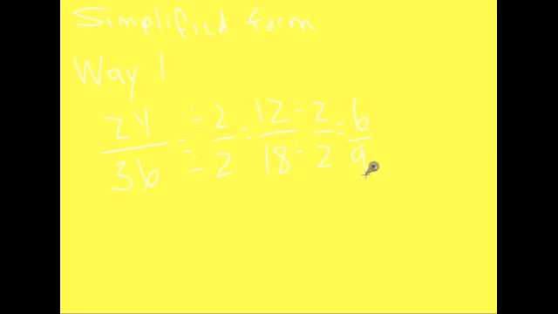So that's equivalent to 24 over 36. Now 6 over 9, I know they're both not even. However, I know I can divide them both by 3. And this is where this method becomes tricky, because sometimes you don't see what you can divide them both by. So I get 2 over 3. Now 2 over 3, the only number I can divide both the numerator and denominator by is 1. So that is in simplest form.